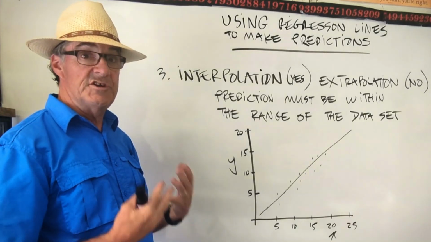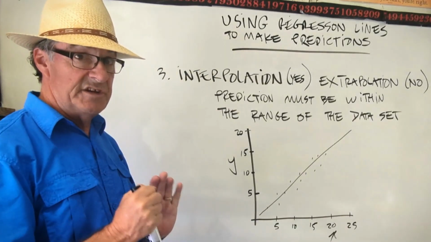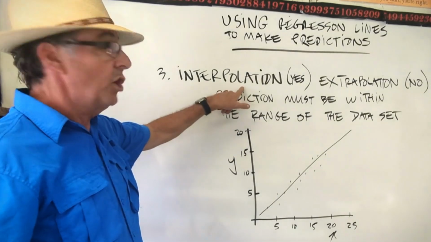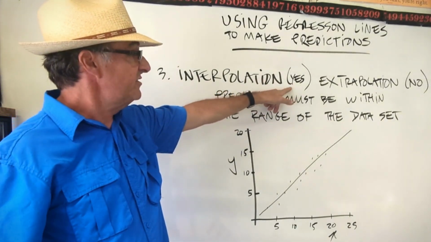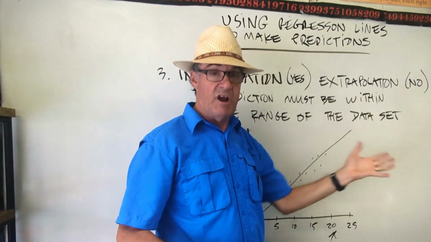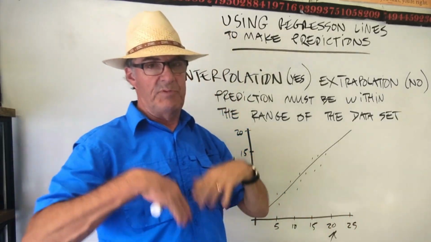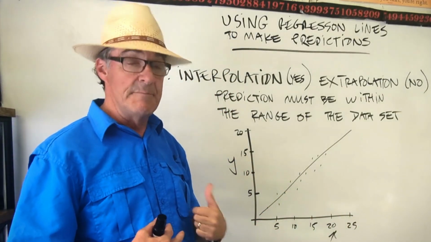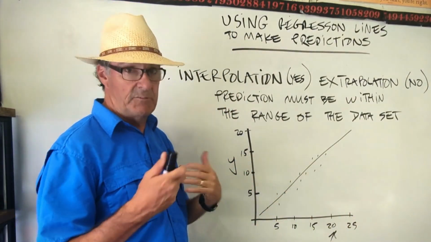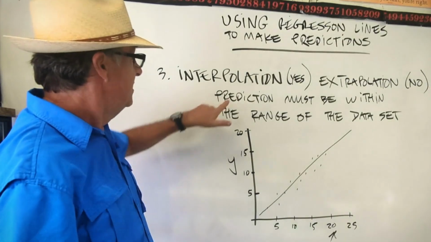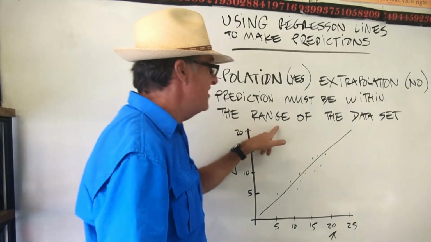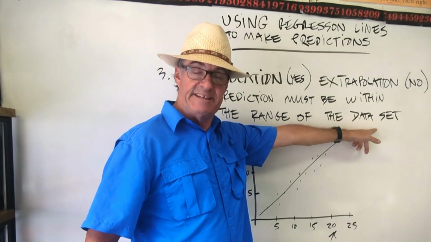Okay, here's our third condition. The prediction must be interpolation, yes, but not extrapolation. Now those are both two big $10 words. It's going to make sense in a minute. I'm going to show you the definition and we'll look at it on the graph. So check this out. A prediction must be within the range of the data set.